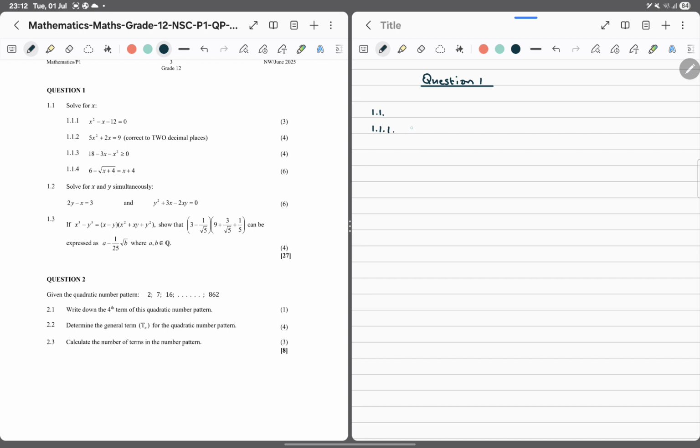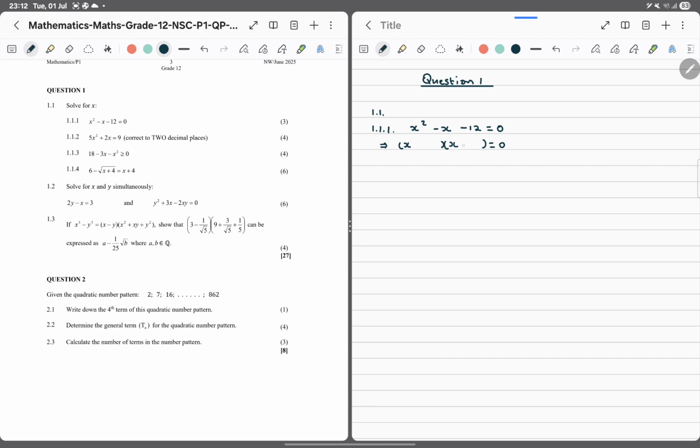1.1.1. We are solving for x, so we have x squared minus x minus 12 equal to 0. If you are a student and you don't know what to do here, just check the discriminant first. If it is a perfect square, it means we can factorize. But again, it's usually very easy to tell whether this needs to be factorized or not.